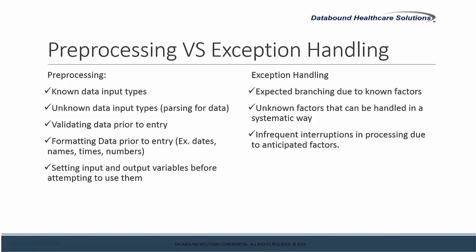So pre-processing versus exception handling, we talked about that. Pre-processing is done up front before you enter the system, before you do anything else. You process your data, make sure that it looks the way it's supposed to go into the system. Whereas exception handling is when you're branching because you know things are going to pop up that might happen 1 out of 100 times instead of the normal course.